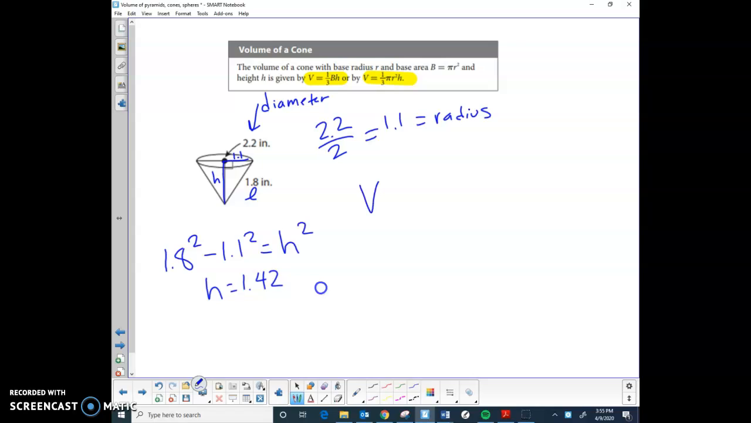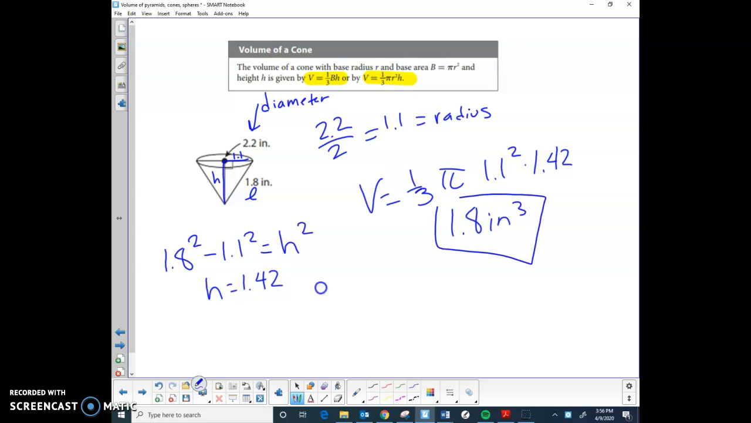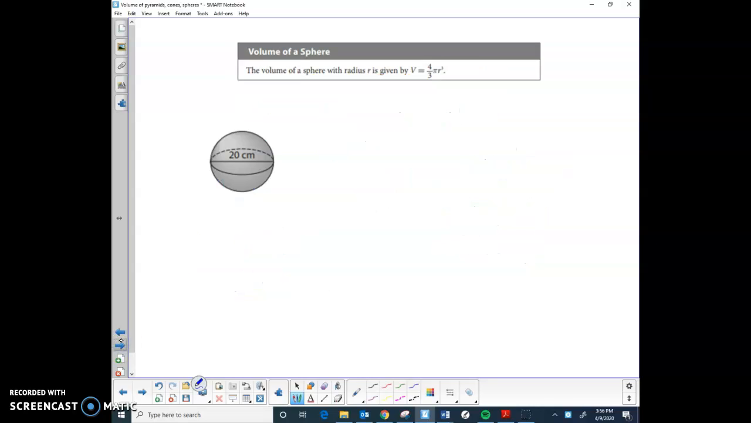Now we can start substituting these numbers into our formula. 1/3 times pi times our radius squared, so 1.1 squared, times 1.42. Type that all out into your calculator, and you will get approximately 1.8 inches cubed for our volume.